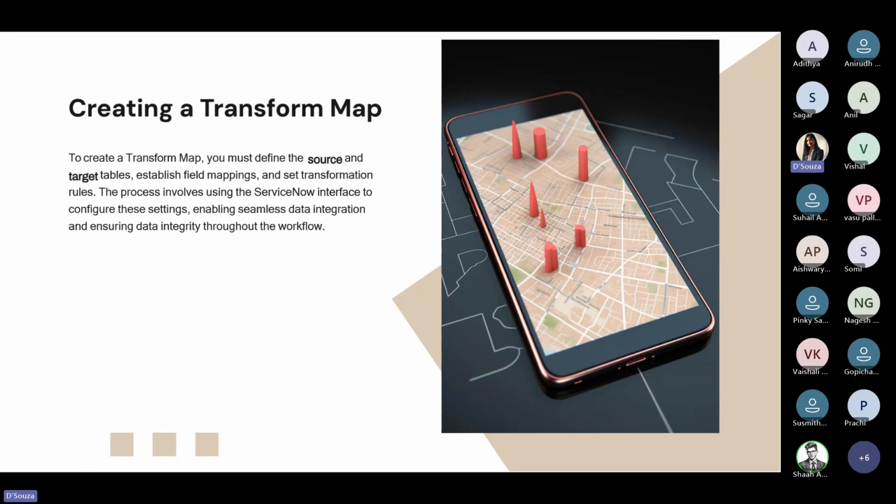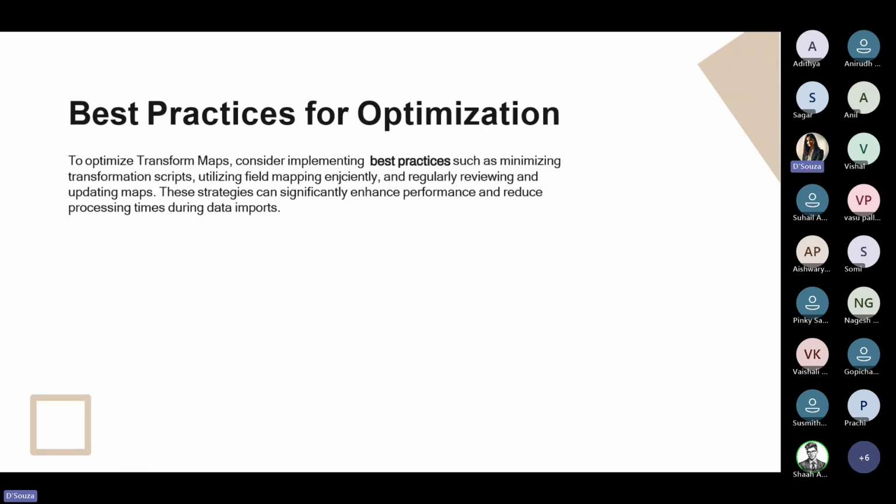Then coming to creating a transform map, as I showed you, you have to define the source. The source is nothing but the import set table here, and the target table. Then we establish the field mappings and set transformation rules. It uses the ServiceNow interface to configure the settings. Everything we have done was from the ServiceNow interface only, right? So that's what it is telling, enabling seamless data integration.